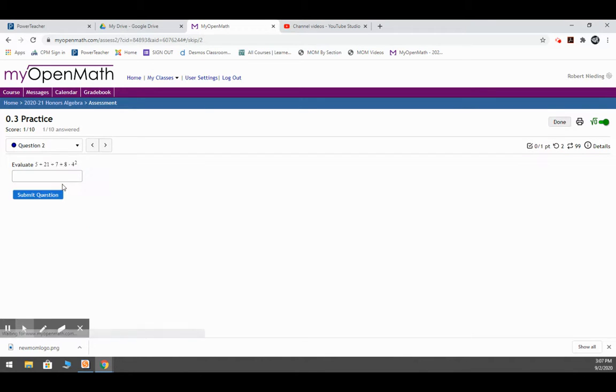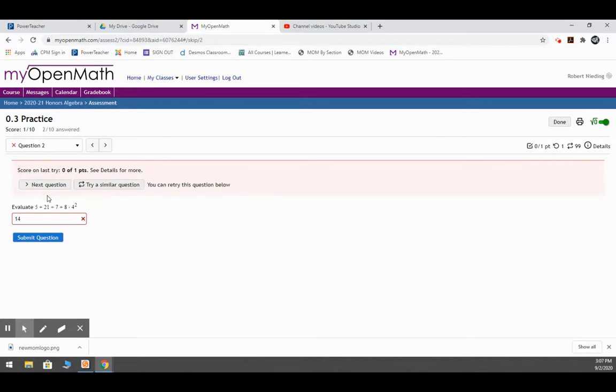If I go to the next question and I try that again, let's say potentially I get 14, I submit, boom, I got it wrong. I do it again. I try 17 because I got it wrong. Okay, I get it wrong again. Now notice it doesn't say try it again. Now it says try a similar.